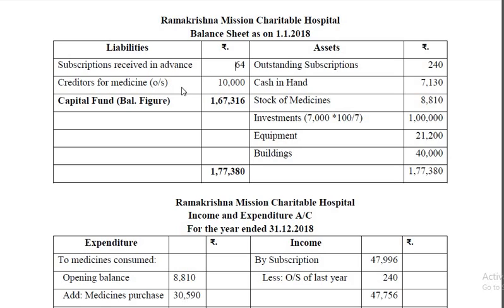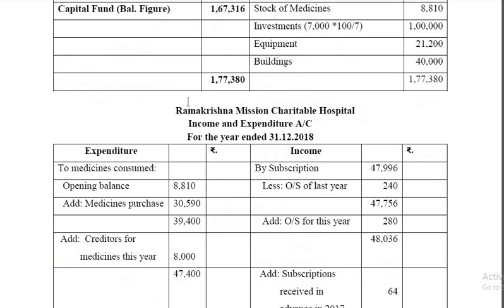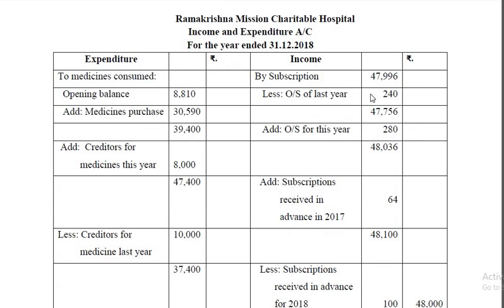Creditors for medicines, that's outstanding creditors for medicines 10,000. So balancing value is 1,61,360, which is the capital fund. Come to the income and expenditure account.